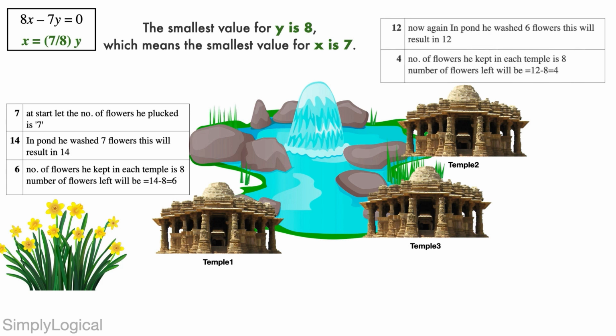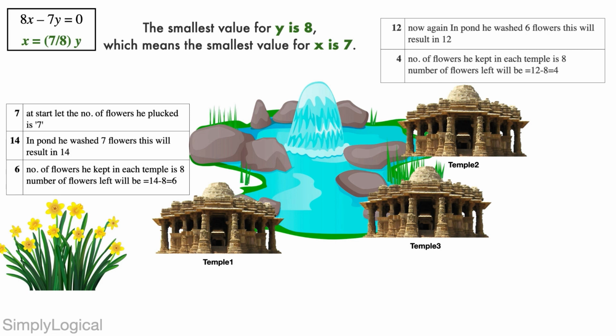Now again in the pond, he washed 6 flowers. That will result in 12. Because we already know if anybody would wash the flowers in that pond, the flowers doubled. Also we know that the number of flowers he kept in each temple is 8. Hence at temple 2, 8 flowers are kept. After this, the number of flowers left will be 12 minus 8, which is equal to 4.